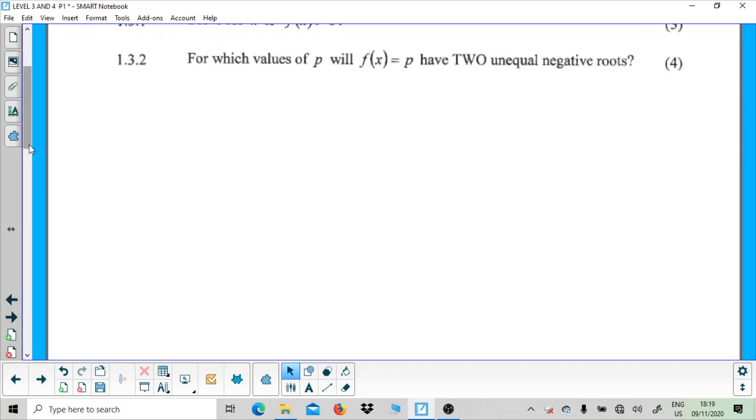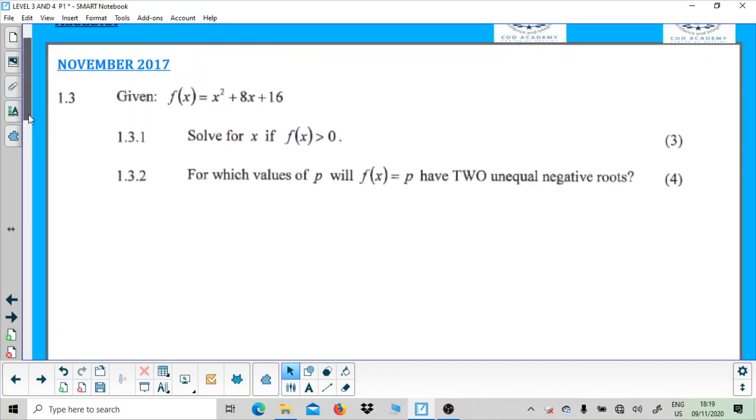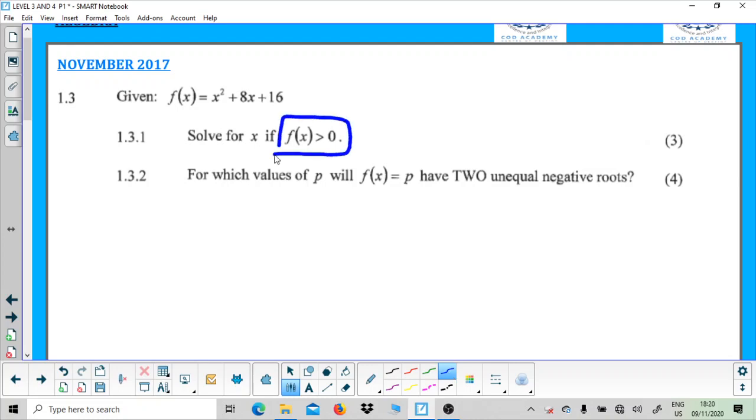Okay, I think I now have everyone's full attention. So look at 1.3 of November 2017. It wasn't too difficult, but if you look at what they asked you, let's say for starters we have that one, a function of x. Let's solve this one. That wasn't a problem because everyone can say x squared plus 8x plus 16 is greater than 0. Everyone can handle this one. Maybe not everyone.